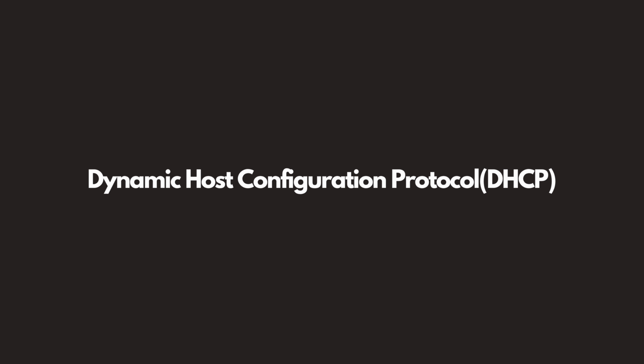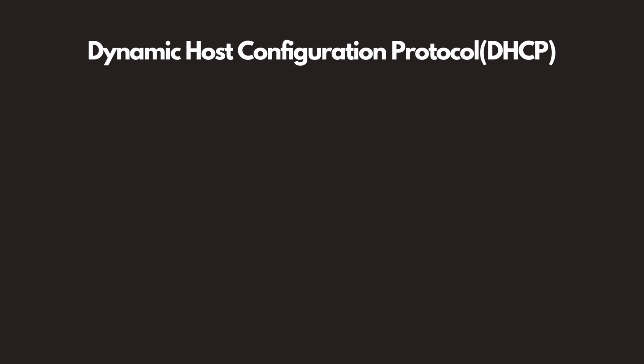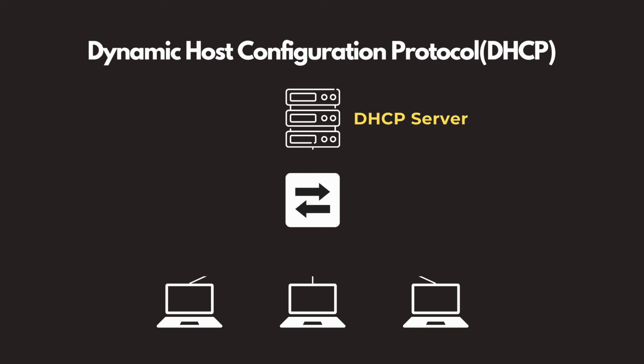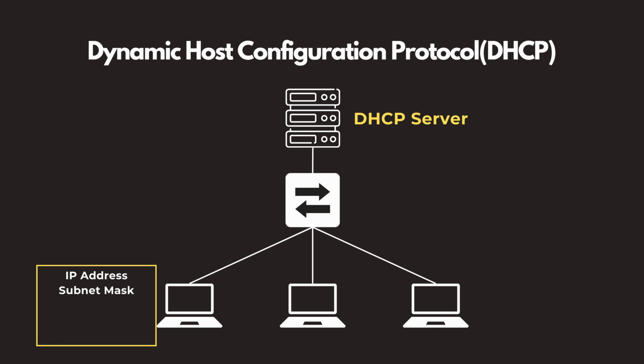Another protocol present in the local network is DHCP, which stands for Dynamic Host Configuration Protocol. It automatically assigns IP addresses to devices when they join a network. It will provide an IP address with subnet mask, default gateway, and DNS. It can also be configured to send the NTP server address.